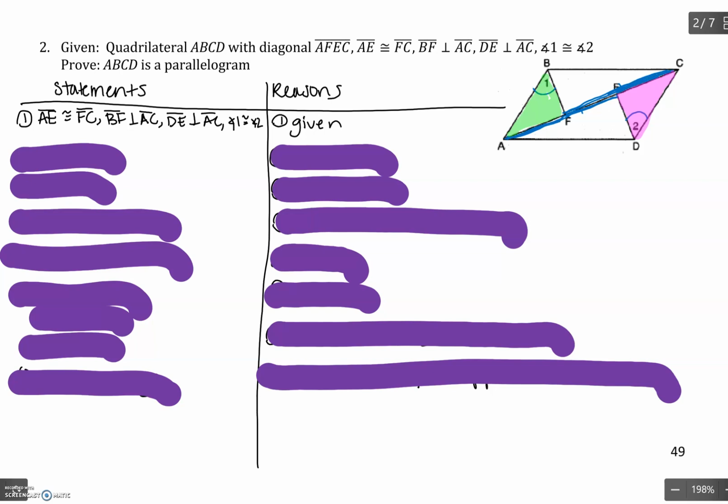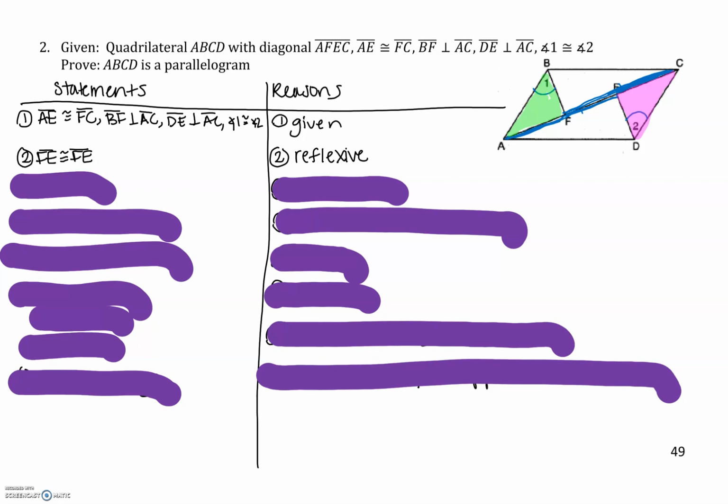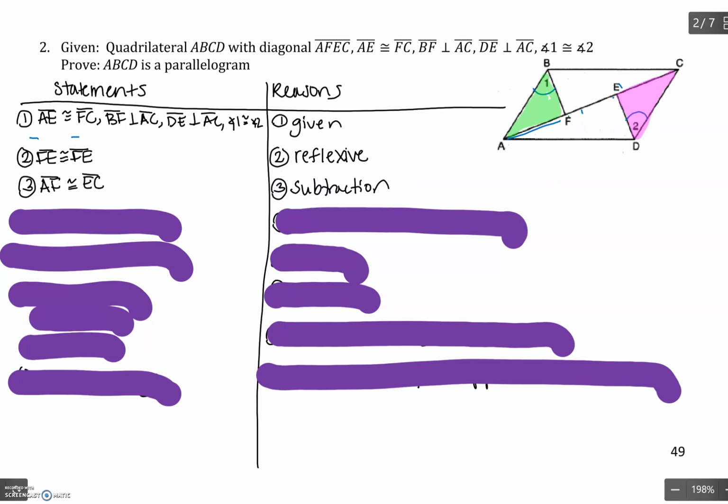So what I need to do is, the fact that I'm talking about FE being used twice by both of them, I'm going to call it reflexive, and then I'm going to subtract. I'm going to take AE and subtract FE from it. I'm going to take FC and subtract FE from it. It's like a giant subtraction problem. And what I'll have when I'm done doing that subtraction is just AF and EC. And those will end up congruent to each other by doing subtraction. So now I have a side pair.